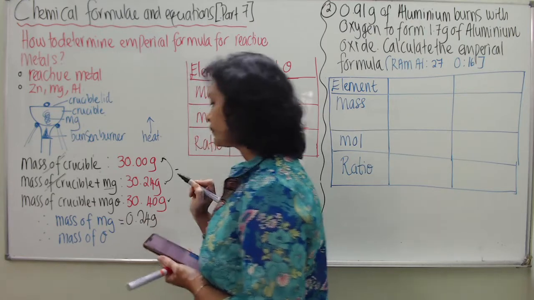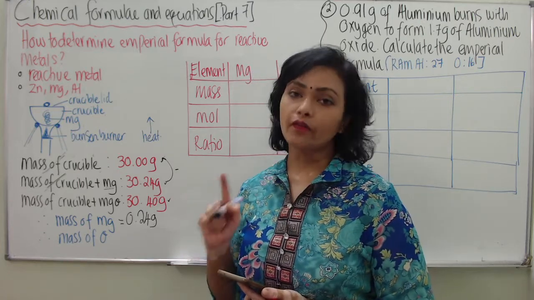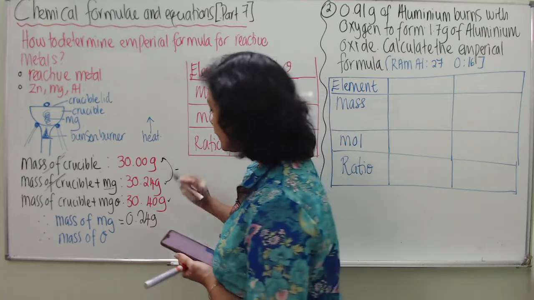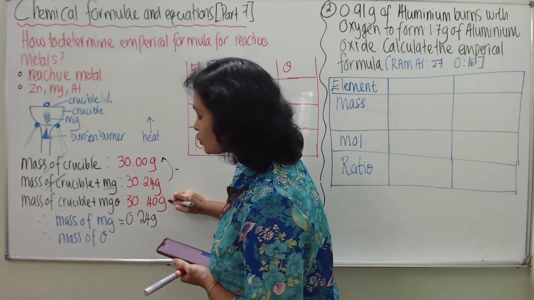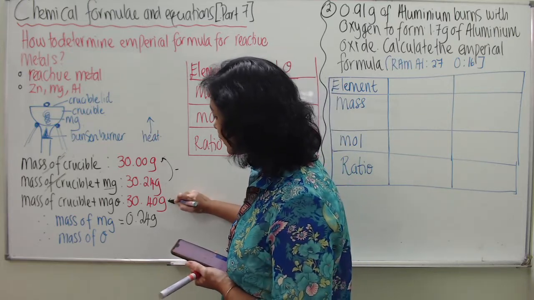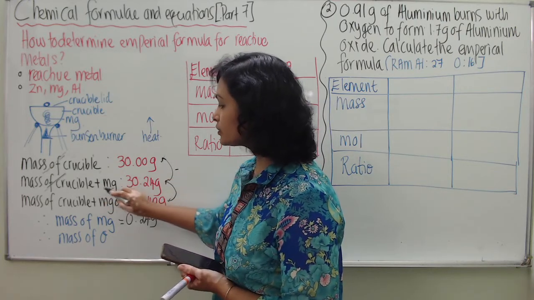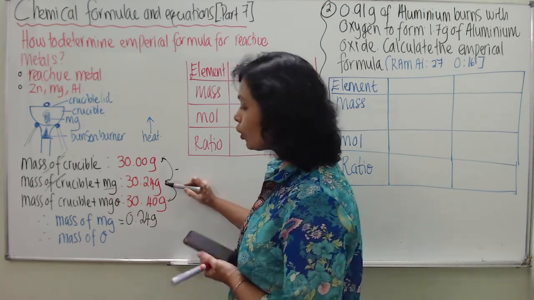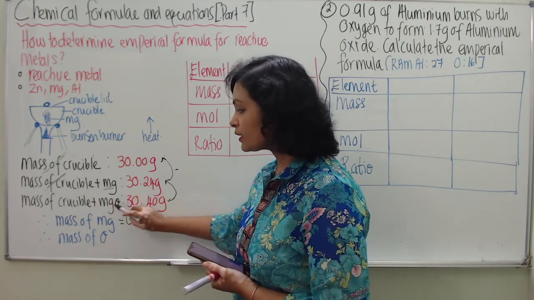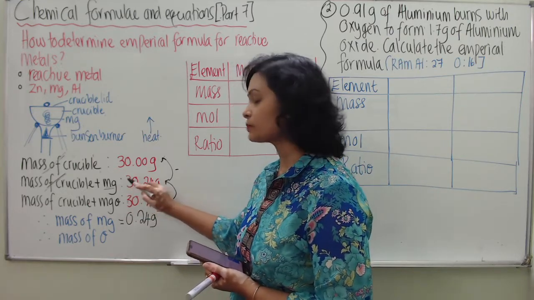0.24 gram. Now the next task is on how to determine the mass of oxygen. The mass of oxygen can be determined this way: I will minus the mass of crucible plus magnesium oxide, your last weighing, with the mass of crucible plus magnesium. Teacher repeats, in order to get the mass of oxygen, we take the mass of crucible plus magnesium oxide minus the mass of crucible plus magnesium.